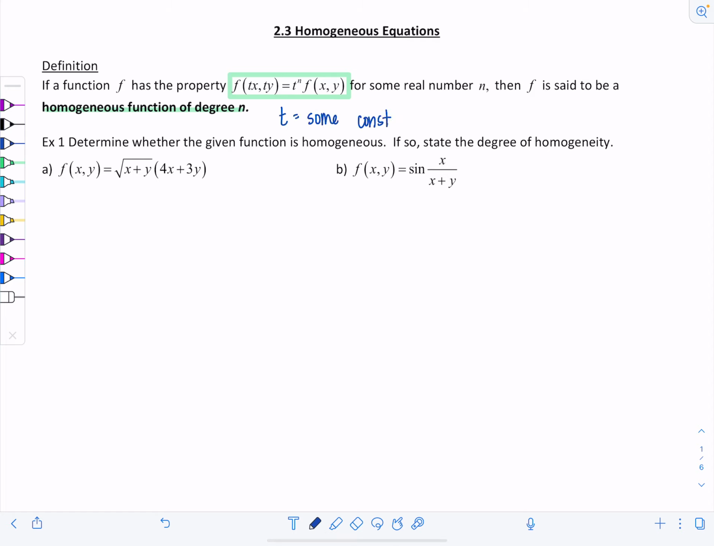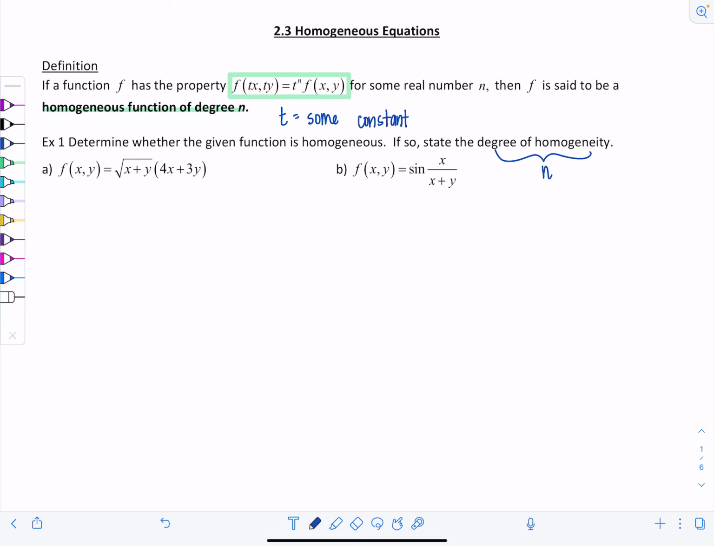Right now we're going to be using this definition to determine whether certain functions are homogeneous. And then we'll talk about what that means for us in terms of differential equations. So, example 1, determine whether the given function is homogeneous. If so, then state the degree of homogeneity. Remember, the degree of homogeneity is whatever n is. So find n. Okay, just go ahead, apply the definition.